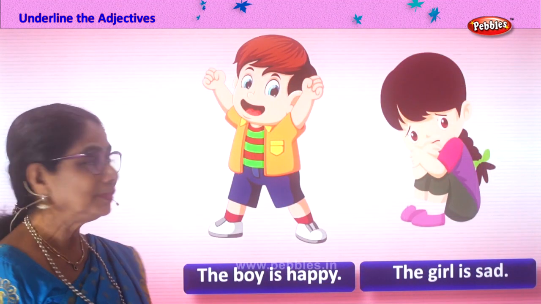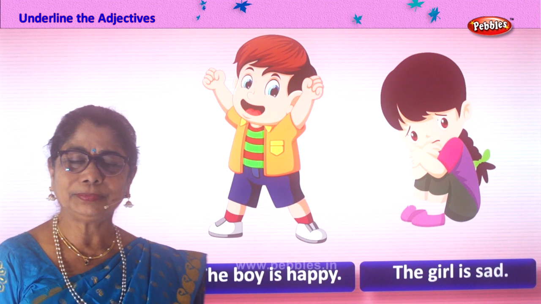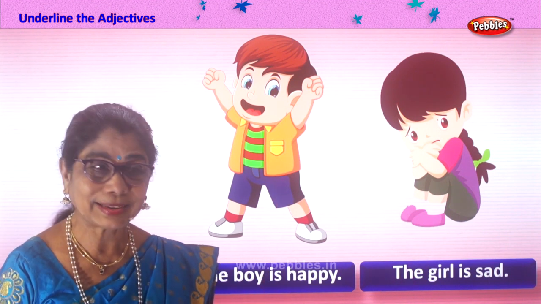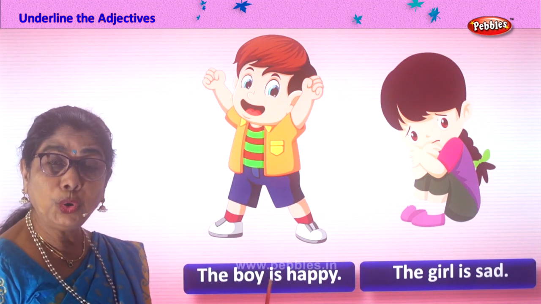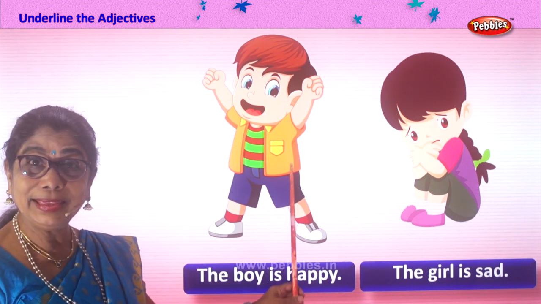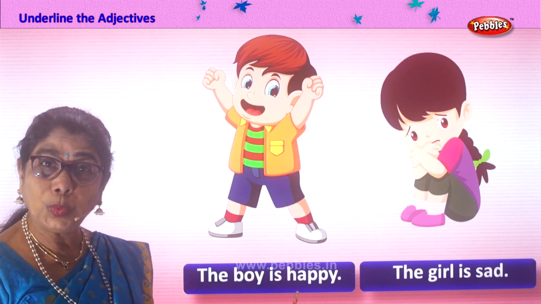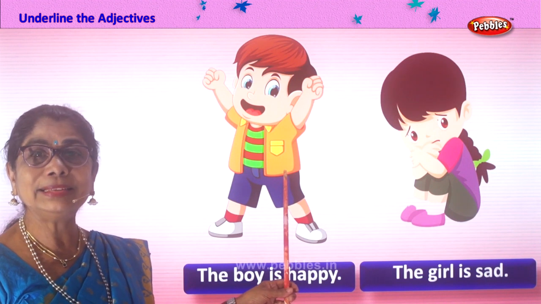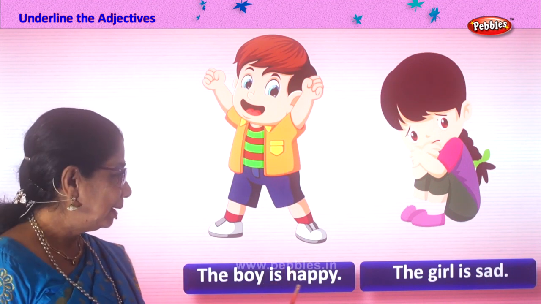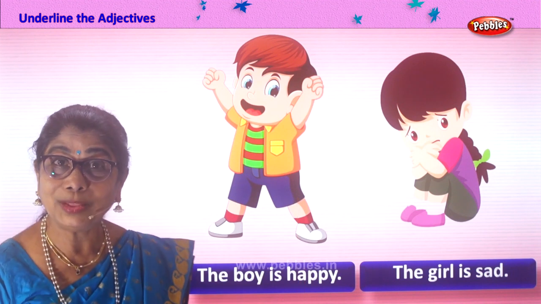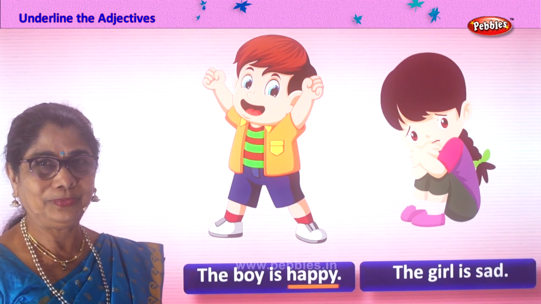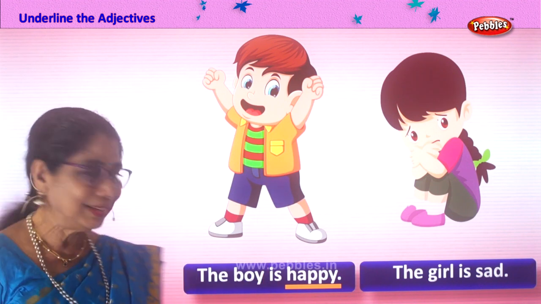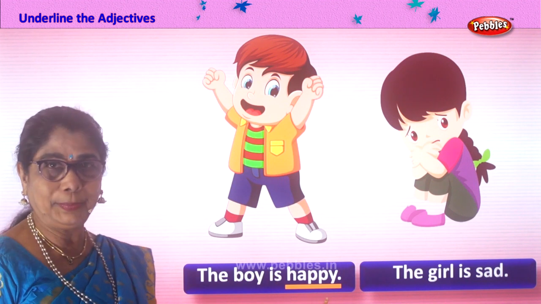Look. We have two kids here. There's a little boy here. There's a little girl here. Let's read the sentence. The boy is happy. The word happy describes the boy, what mood he is in. He's in a very happy mood. Happy describes the boy. So we underline the word happy. How did the boy look? The boy looked very happy. So the boy is happy.